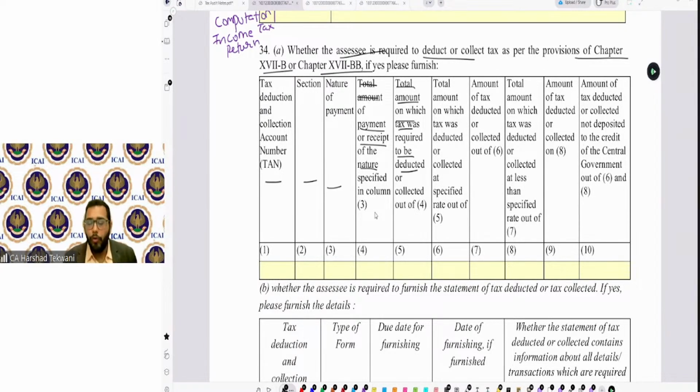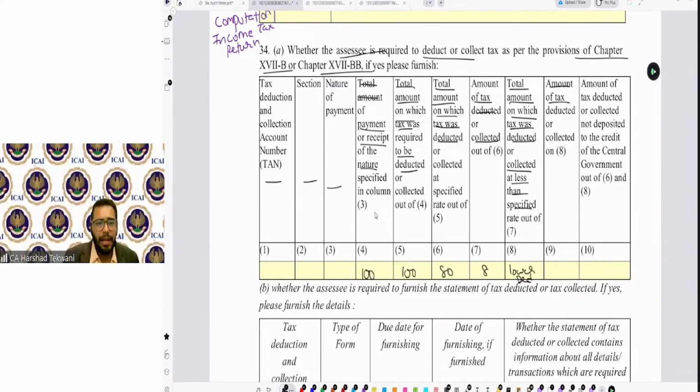Okay, there could be amount, let's say for example, this could be 100, which is payment made, and total amount on which tax was required to be deducted. Usually it is same, but in certain cases it can be different. Total amount on which tax was deducted. It could be, let's say, for example, I deducted less tax. So I deducted tax only on 80 rupees out of 100. Amount of tax, let's say 8. Amount of tax deducted or collected. Now, total amount on which tax was deducted or collected at less than specified rate. So lower deduction case.